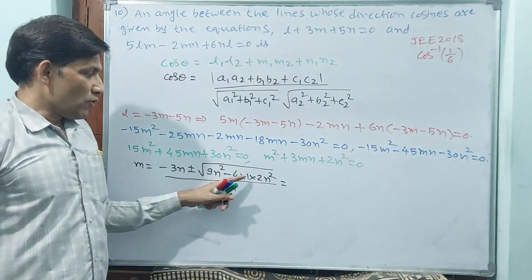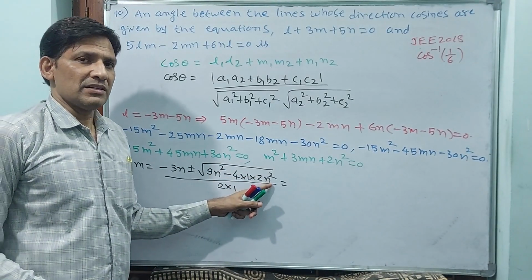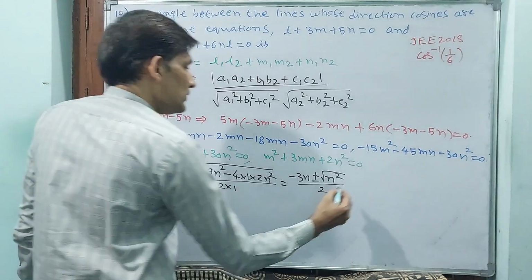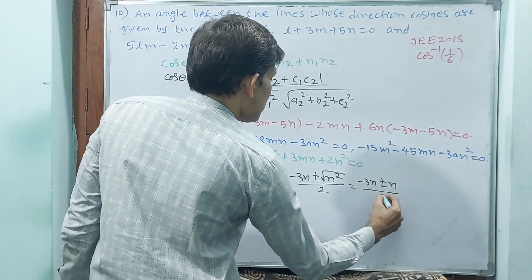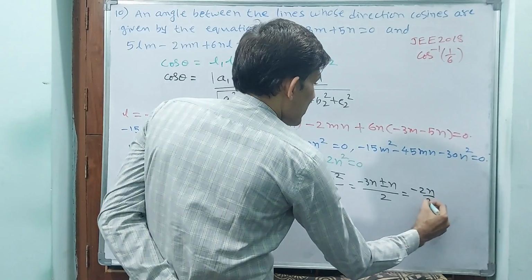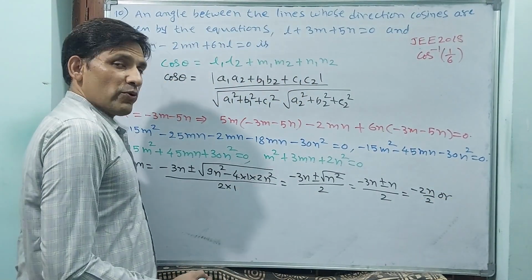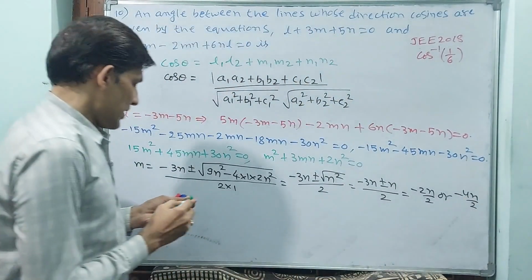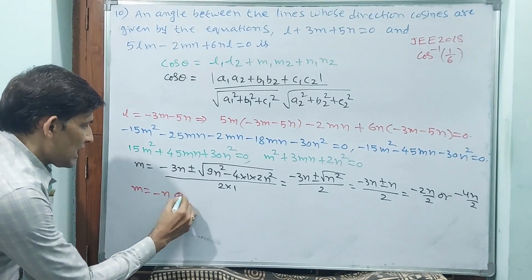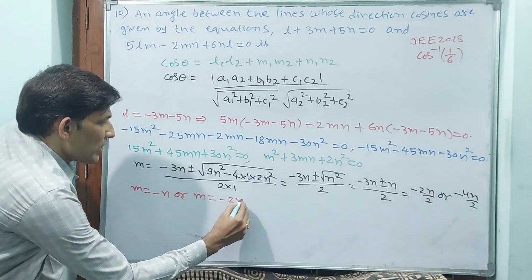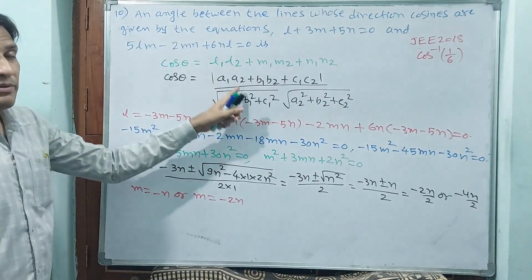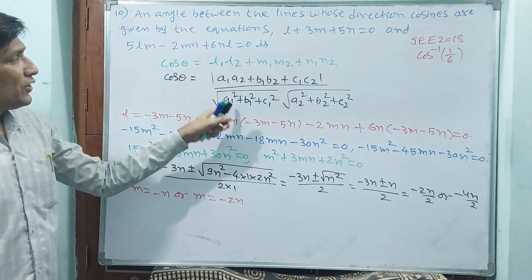That is equal to, see, 4 into 2, 8n square; 9n square minus 8n square is n square. Minus 3n plus or minus square root of n square, by 2, or else minus 3n plus or minus n by 2. Taking plus n, minus 2n by 2, or taking minus n, minus 4n by 2. Those are m values: m is equal to minus n or m is equal to minus 2n. One by one we will take. If we take m is equal to minus n, a1 b1 c1 will come. If we take m is equal to minus 2n, a2 b2 c2 is going to come.